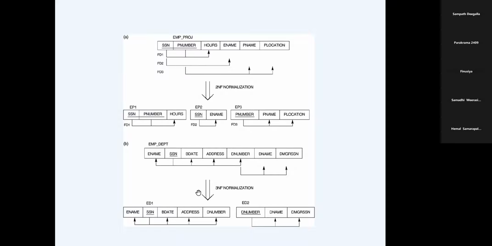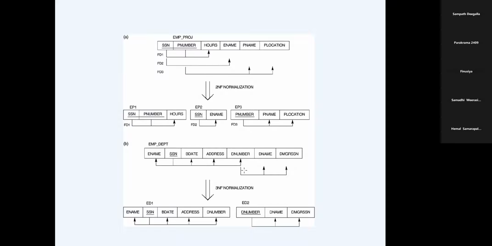Now, in this particular case, you will see a very interesting one. Department name and department manager social security number can be determined using the department number. So when you go from social security number to the department manager, it goes through the department number. This is called transitive dependency, and this is not allowed. When you have a relation like this, we say it is not in third normal form.